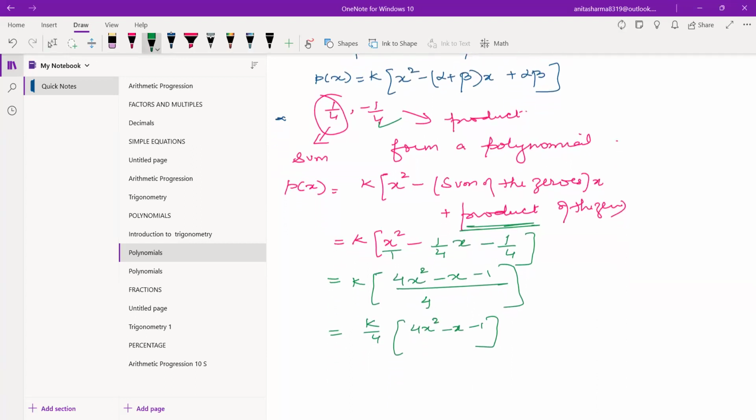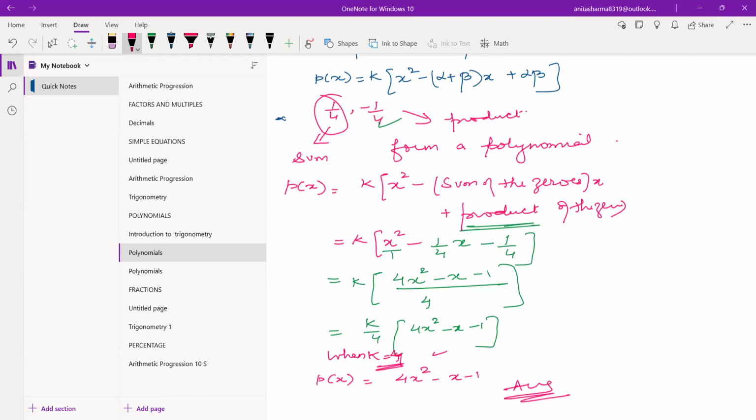Now you can write when k is equal to 4. You have to take the value of k, which is the numerator given. So the value of k is 4. Then 4 by 4 cancels, and your polynomial will be 4x square minus x minus 1. This is your answer. Got it, children?